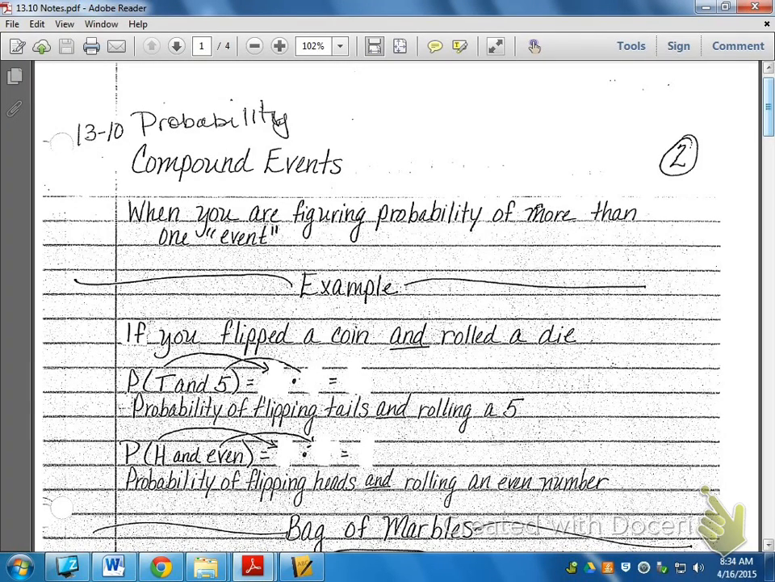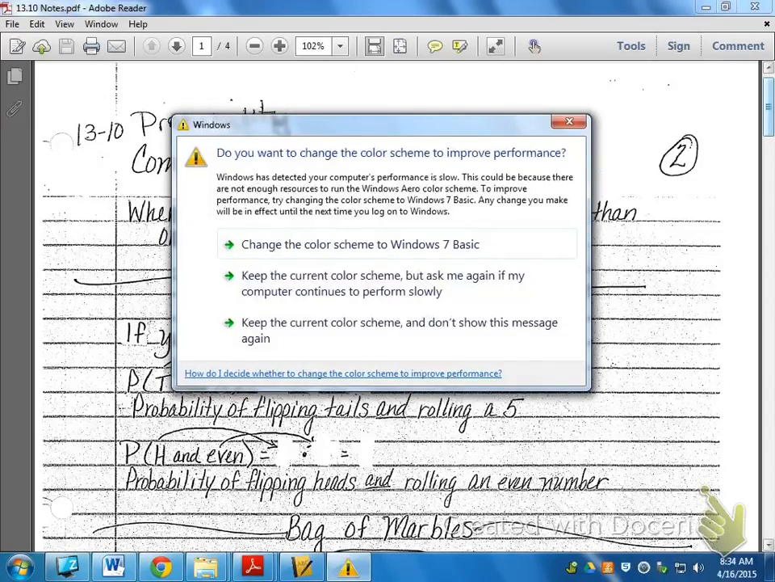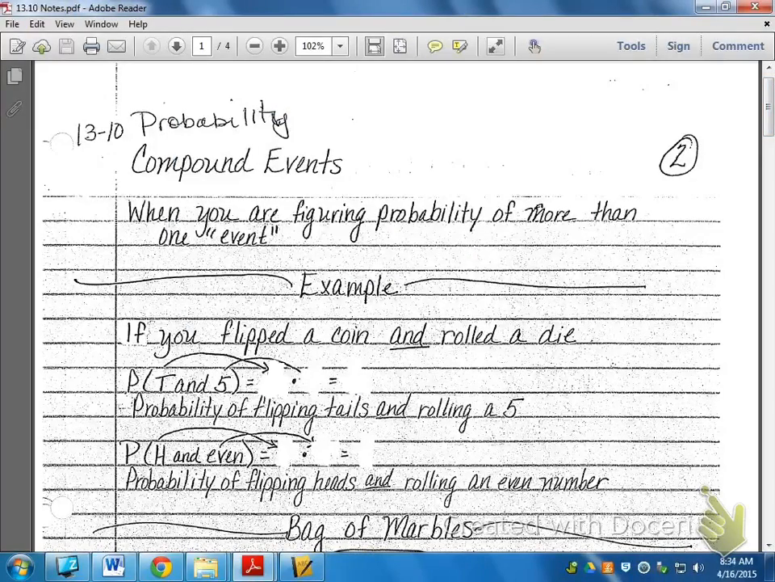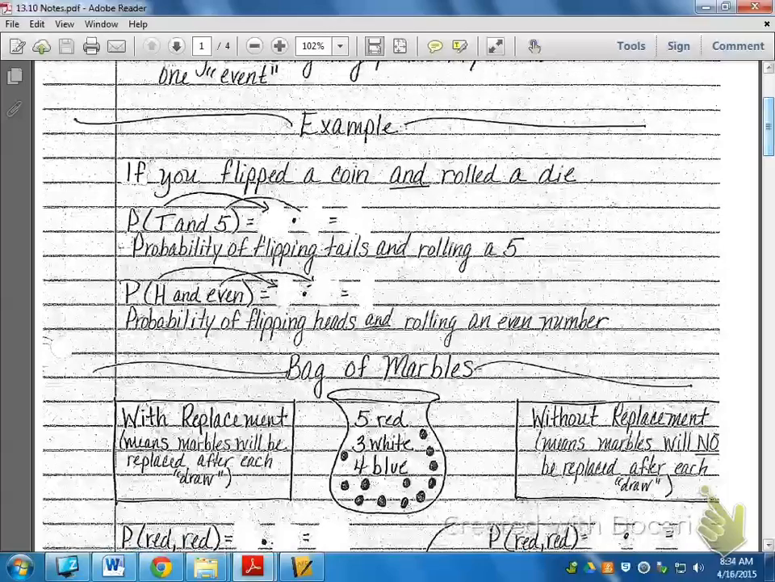Now, all right, 1310, probability of compound events. So we've just talked about probability of simple events. You're rolling one die or sometimes flipping a coin or things like that. This is doing a couple of things, multiple, more than one event. Okay, so when you do more than one event, it depends on how it works out.